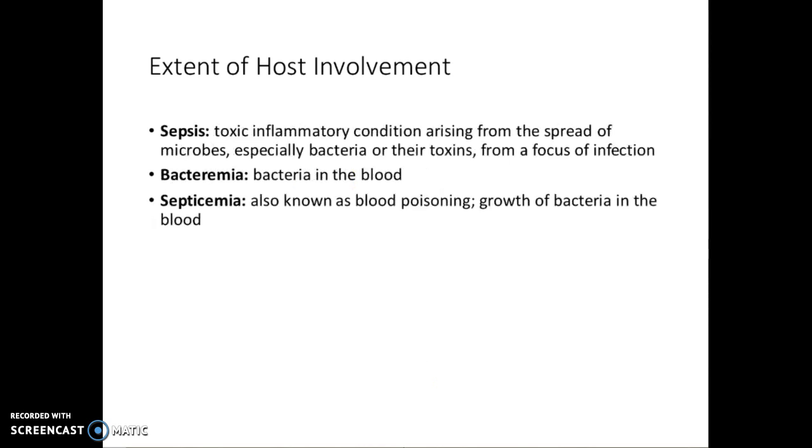Sepsis. Again, for this next series, you just have to know the definitions, so create flashcards and drill what these mean. Sepsis is a toxic inflammatory condition arising from the spread of microbes, especially bacteria or their toxins, from a focal infection. Bacteremia is bacteria in the blood. Septicemia, also known as blood poisoning, is growth of bacteria in the blood.